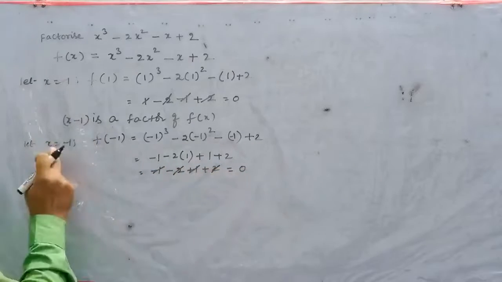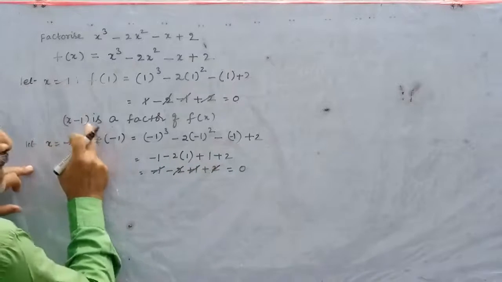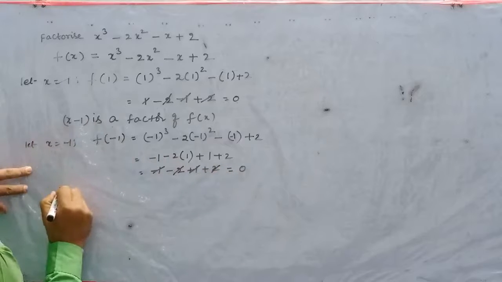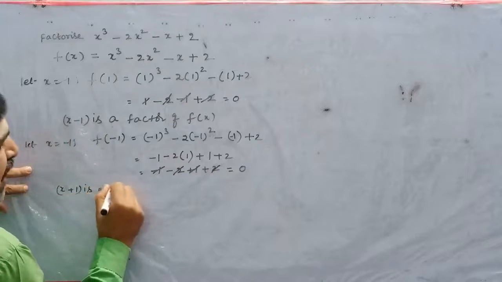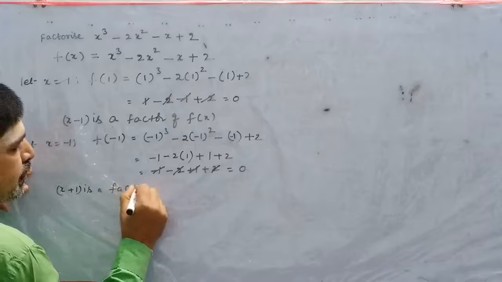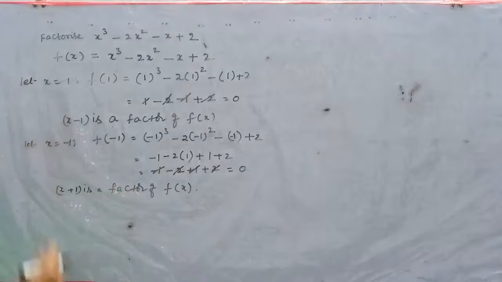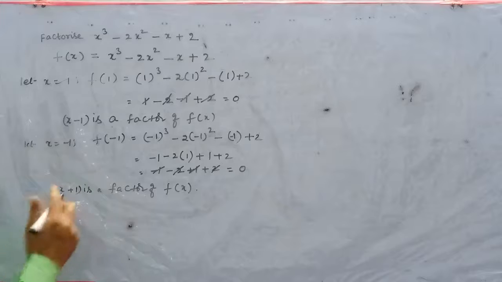So where x is equal to minus 1, the polynomial is 0. That means x plus 1 is a factor of f of x. Next, two factors we got. Then the third factor we have to find.